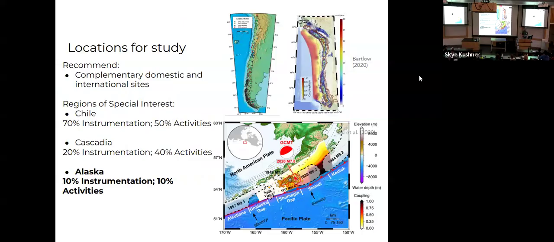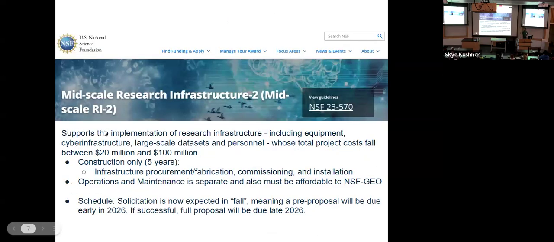And what SC4D has done is chosen a set of target volcanoes spanning the three regions. So we do have a concrete plan to build more infrastructure. There is going to be a proposal going in to NSF's mid-scale research infrastructure program, specifically called MSRI-2. And this has a cap. It's a $20 to $100 million construction budget.